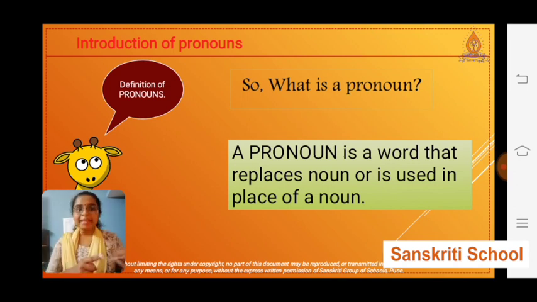It is a word that is used in the place of a noun. So, Alex didn't go to school. Instead of again writing Alex, I have replaced it with the word he because he was sick. Same goes with the example of Uncle John. I replaced Uncle John with he.